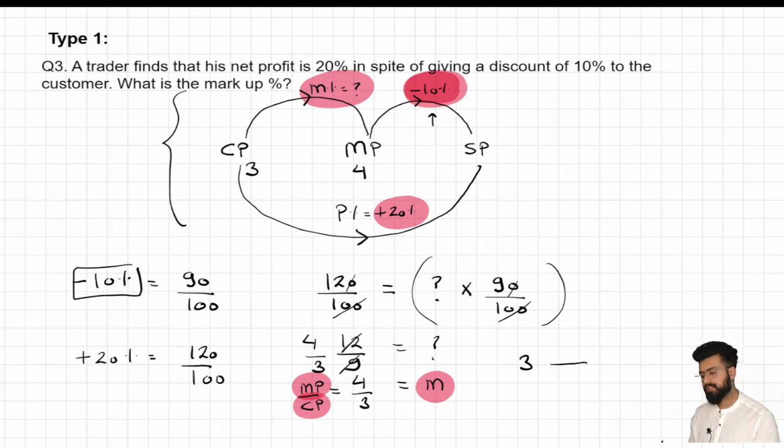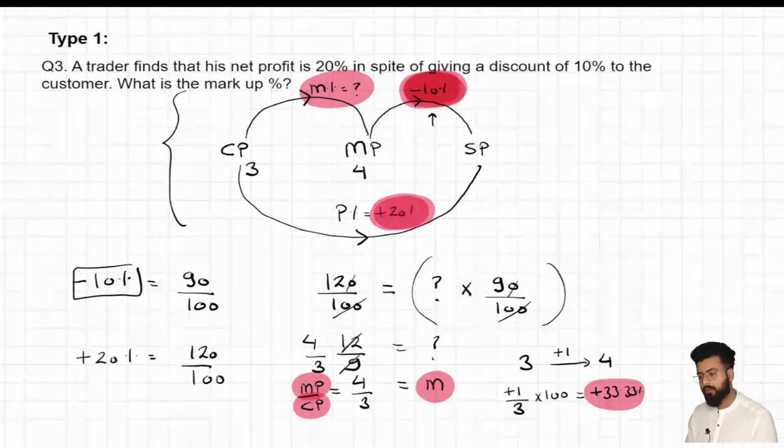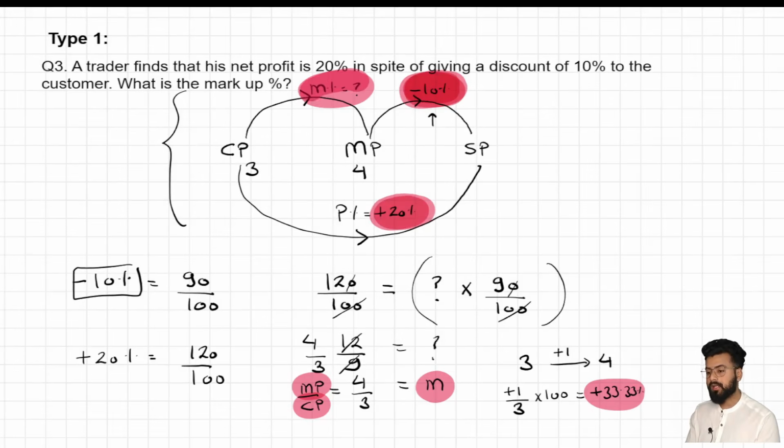If this is the change, since markup is always positive and therefore the change has to be positive, that is what I can see here. An increase of 1 on which price? Over the cost price into 100. So what is the markup percent here? You would say, sir, 33.33%. What is the answer of this question? A markup of 33.33%. The reason why, in spite of giving a discount of 10%, the trader is enjoying a profit of 20%. It's a markup of 33.33%.